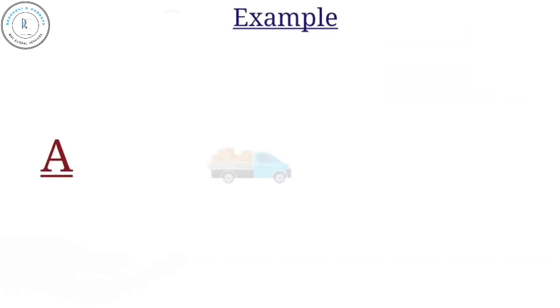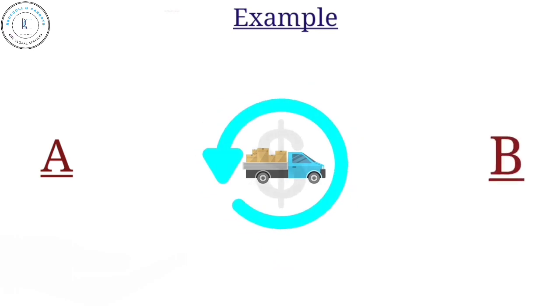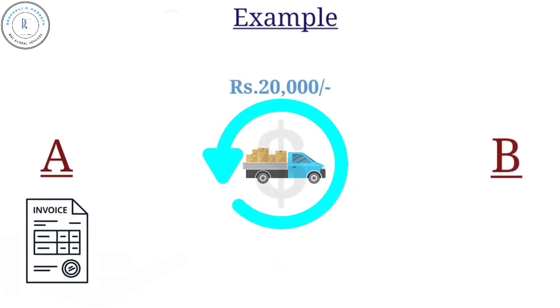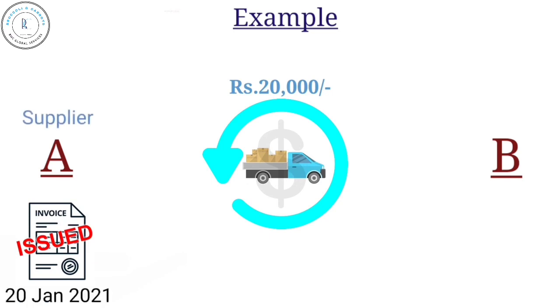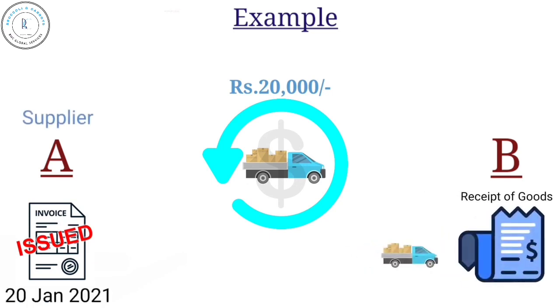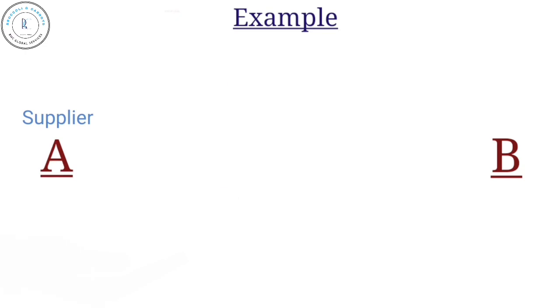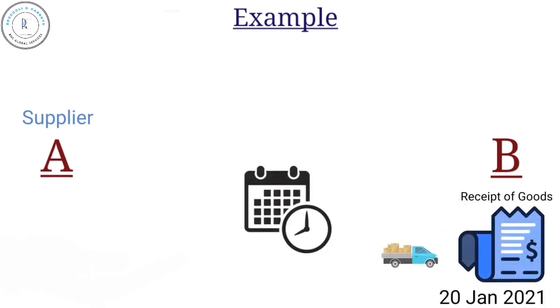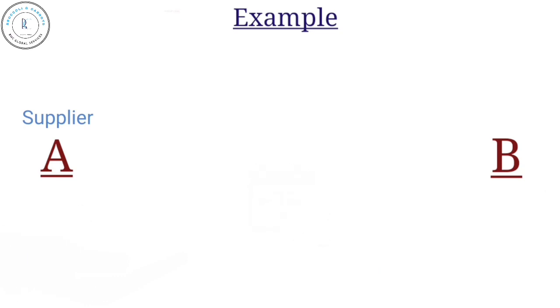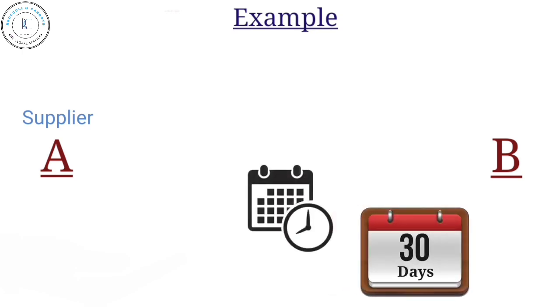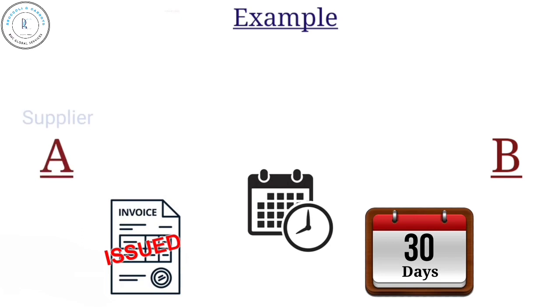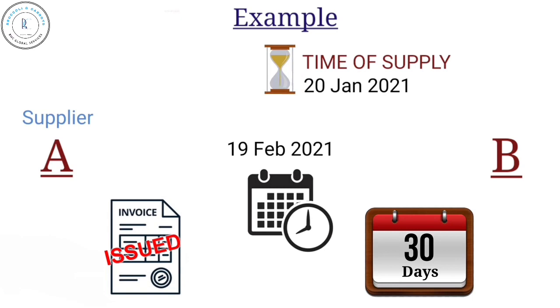Example: A supplied goods under RCM to B for 20,000 rupees. Invoice issued by supplier on January 20, 2021. Receipt of goods by B is on January 20, 2021. Payment is made by B on February 1, 2021. Date of receipt of goods, January 20, 2021. Date of payment made, February 1, 2021. Date immediately following 30 days from the date of issue of invoice by supplier, February 19, 2021. Time of supply, January 20, 2021.